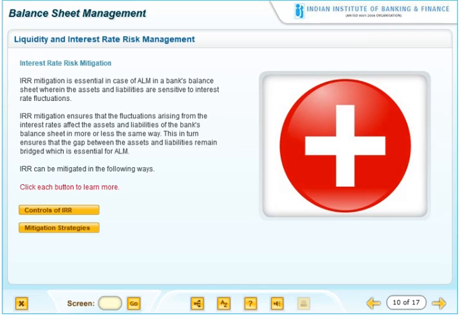IRR mitigation is essential in case of ALM in a bank's balance sheet, wherein the assets and liabilities are sensitive to interest rate fluctuations. IRR mitigation ensures that the fluctuations arising from the interest rates affect the assets and liabilities of the bank's balance sheet in more or less the same way. This in turn ensures that the gap between the assets and liabilities remain bridged, which is essential for ALM. IRR can be mitigated in the following ways. Click each button to learn more.